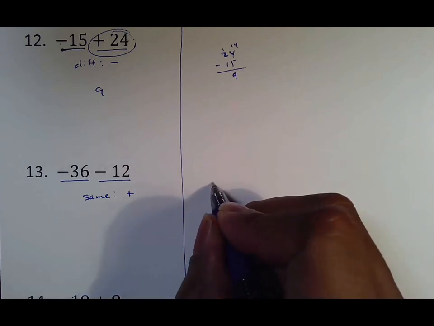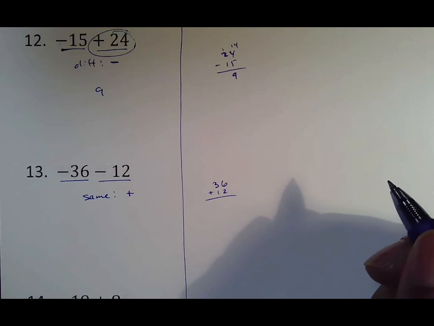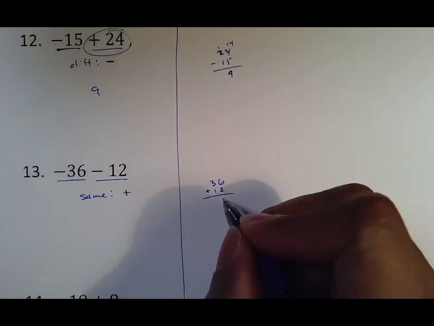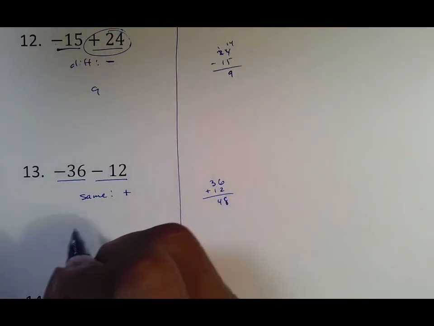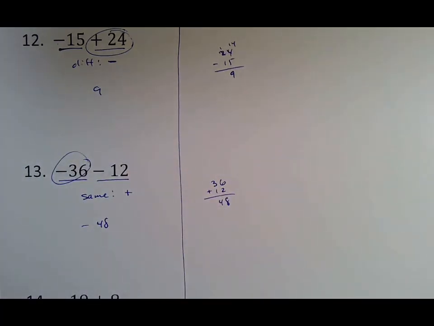36 plus 12, if you can't do it in your head, that's fine. Again, I'm just going to show you what you should be doing whenever you're doing these bigger numbers. 6 plus 2 is 8. 3 plus 1 is 4. Bring it back over. Bigger number is negative, so our answer is negative.